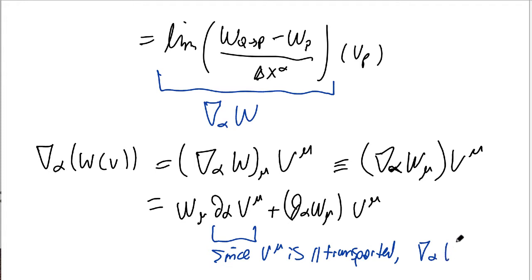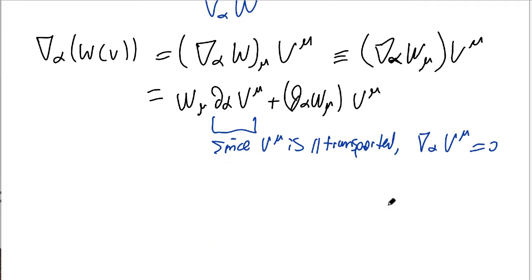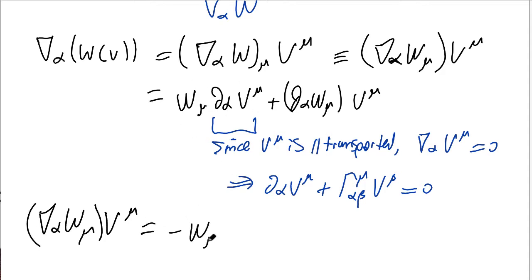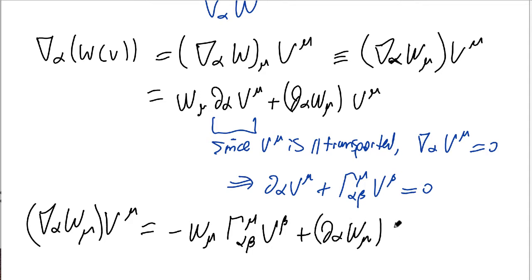we have del alpha V mu equals 0, which, writing this out explicitly, tells us that partial alpha V mu plus Christoffel symbols, gamma alpha beta mu V beta, is equal to 0. So we can replace this with minus this. Putting this all together, we have from here del alpha W mu times V mu equals, this term is minus W mu gamma mu alpha beta V beta, and this term is partial alpha W mu V mu.